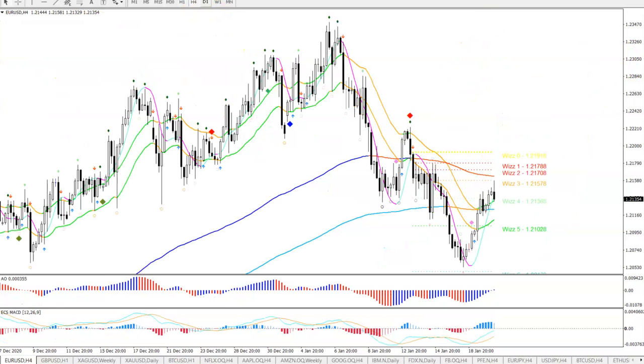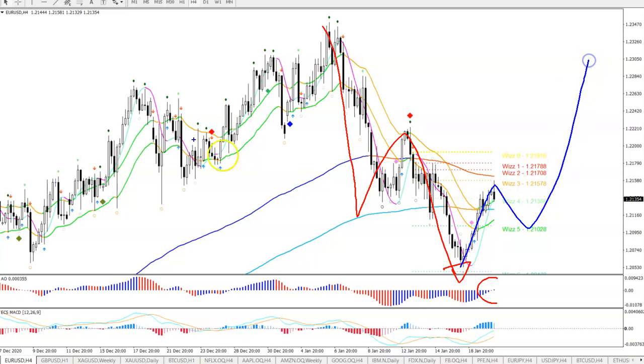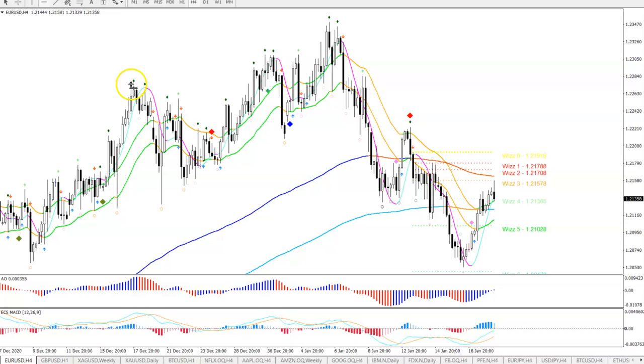Let's put that in perspective. So we had an ABC down. I think that this C is completed now because of the strong up, and I'm expecting an ABC up maybe to the head and shoulders level here. For instance, this head and shoulders level here at 122.75. Of course, 122.50 is a strong level.